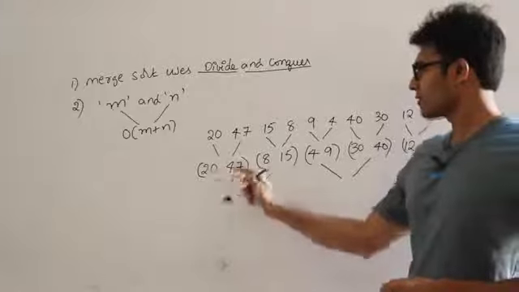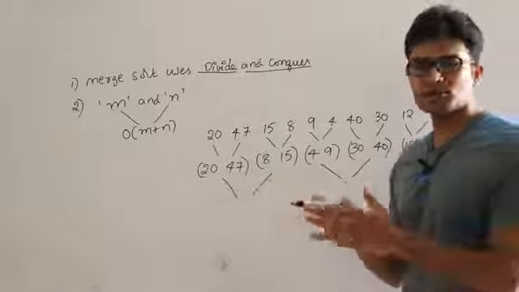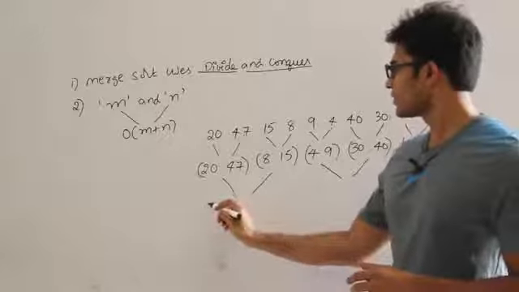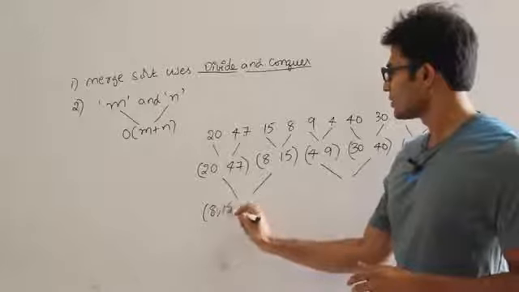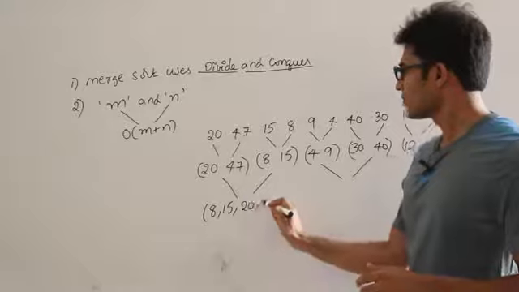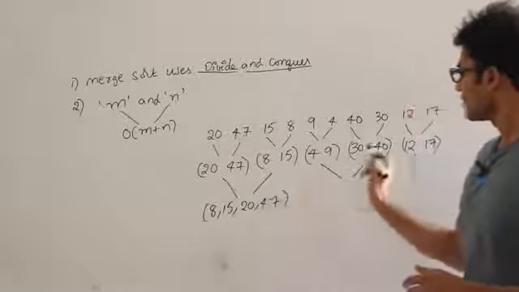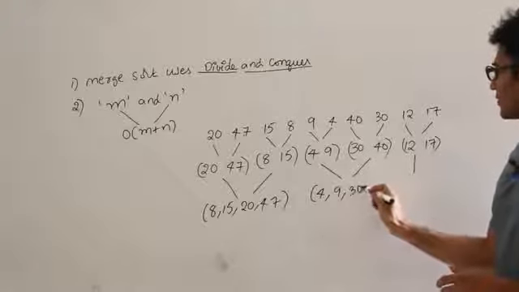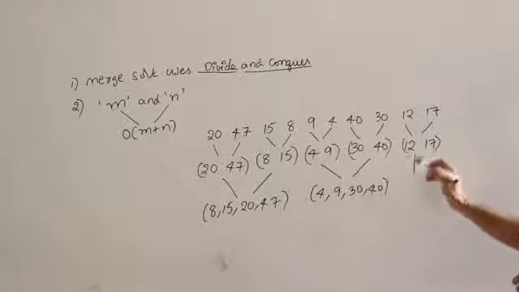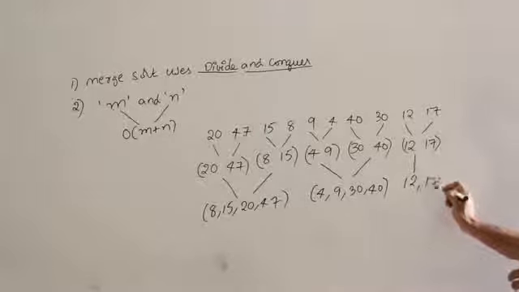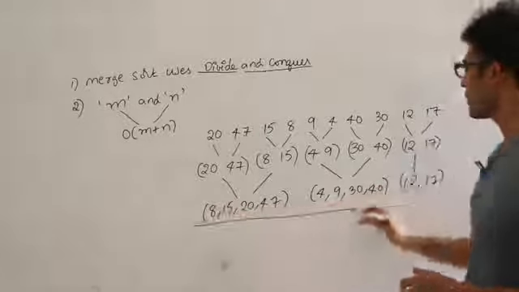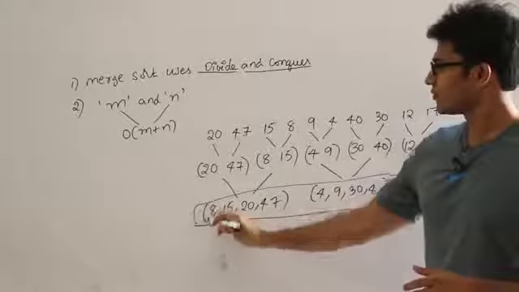After the second pass, this list and this list will be merged into a single sorted list. If I merge these two into a single sorted list, what do we get? 8, 15, 20, 47. If I merge these two, what do I get? 4, 9, 30, 40. If I merge this, what do I get? 12 and 17. Therefore this is the answer. After two passes, this is the order in which we have the elements.